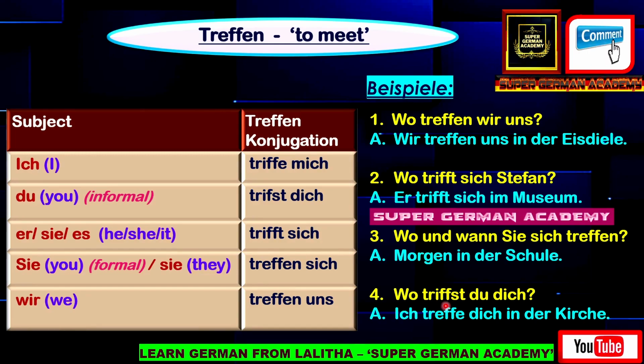Last one, wo triffst du dich? Where do you meet? Ich treffe dich in der Kirche. I meet you in the church. Here, if you observe the answer, instead of ich treffe mich, the mich will be replaced with dich, because this is the accusative format of the person with whom we are meeting. So, ich treffe dich, because dich is the accusative format of du, no? So, ich treffe dich in der Kirche means I meet you in the church. So, this is about the grammar part of this part 1 video of Wo ist Tina.